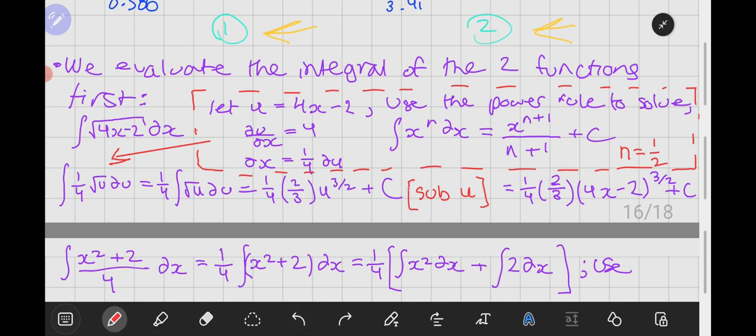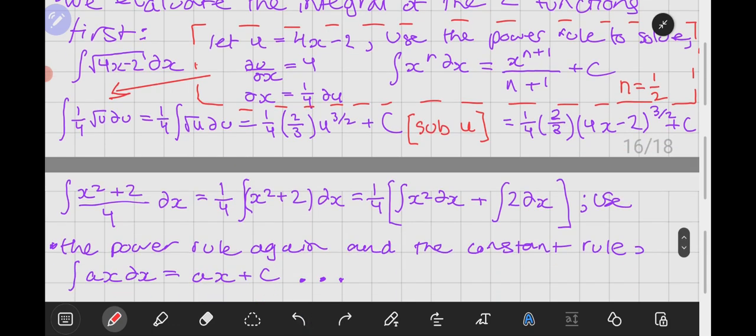Okay, and then after we get this equation here, we can sub our u values back into the equation so that we get our final answer, where it's 1/4 times 2/3 times (4x minus 2) to the power of 3/2 plus c. Okay, so that's our first integral.